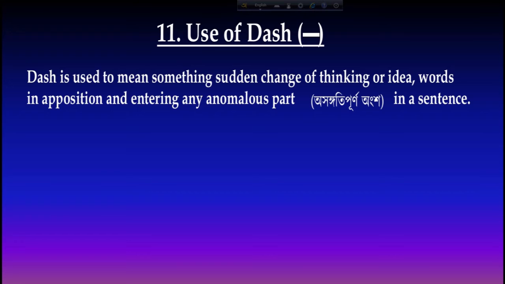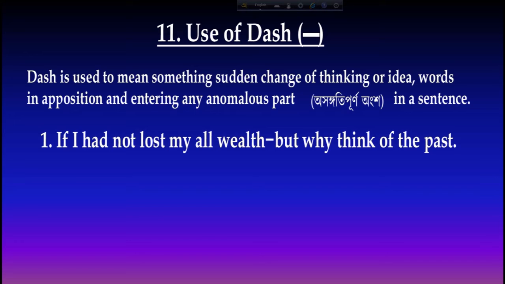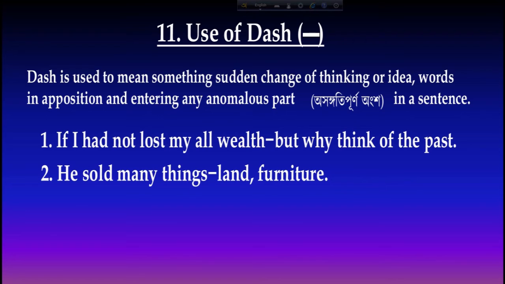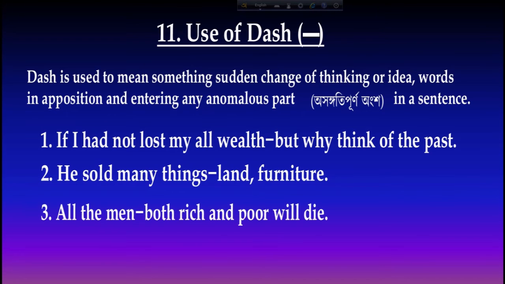Dash is used to mean something sudden change of thinking or idea. Words in a position and entering in a novelous part in a sentence. If I had not lost my all wealth, but why think of the past? He sold many things, land, furniture. All the men, both rich and poor, will die.